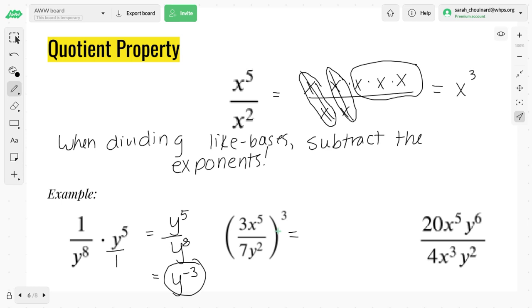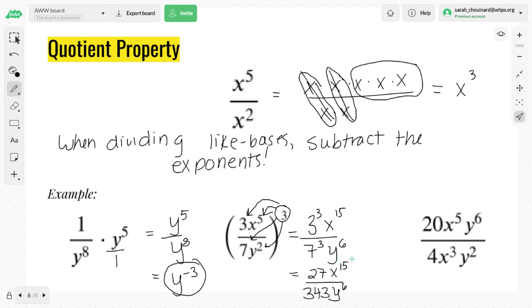For this next one, I have to do my power of a product property here, and I have to give the power of 3 to every single base in this problem. There's 4 of them, so I have to do 3 cubed. x to the 5th to the 3rd is going to be x to the 15th. I have to do 7 cubed, and y to the 2nd to the 3rd power, you multiply to get y to the 6th. So memorizing those perfect cubes, 3 cubed is 27, 7 cubed is 343, and so this is my final answer.